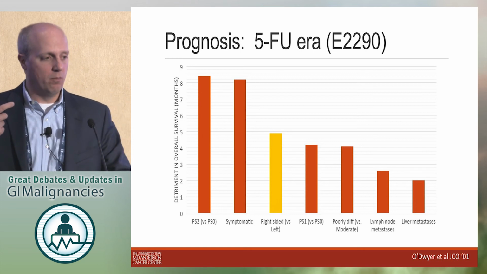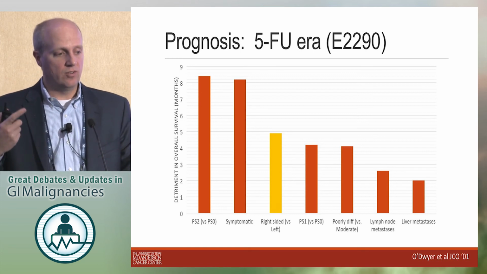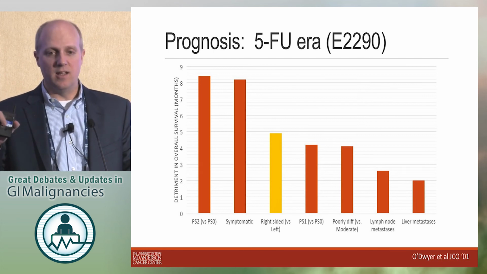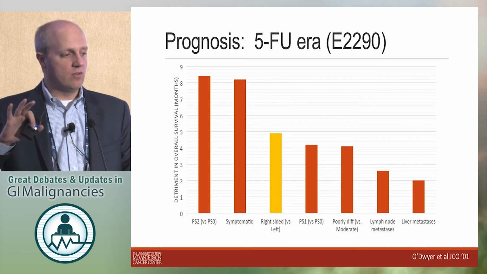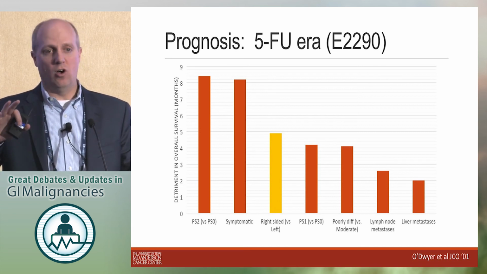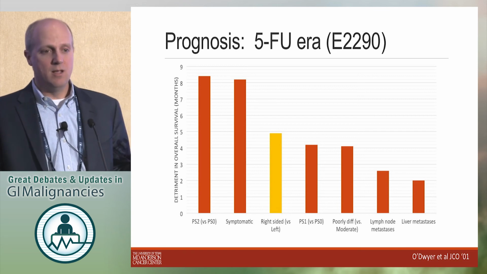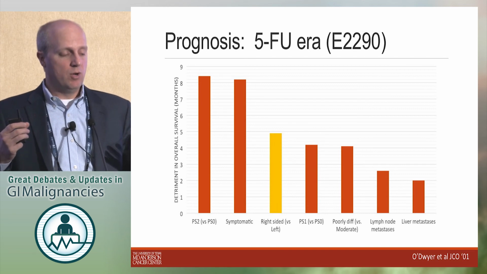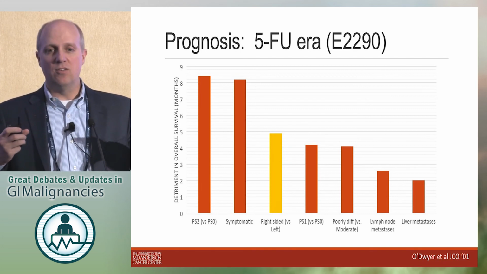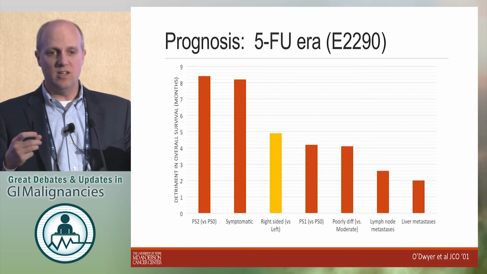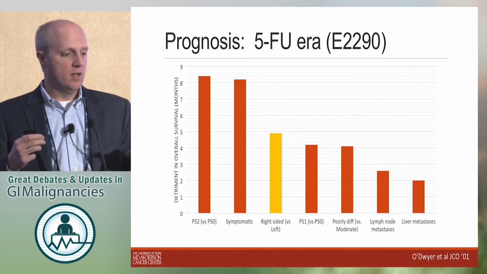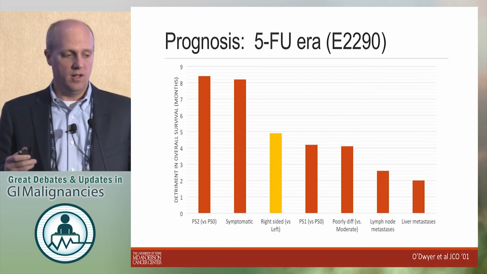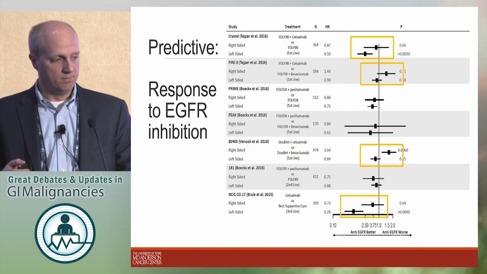You heard a little bit before about the prognosis of this, and I just have a few slides to reiterate this point. I love this study, the E2290. This is the 5FU era. What we're plotting here are months, and these are all the prognostic factors that we know and love, right? PS2 versus 0, whether or not they're symptomatic, 8 months difference in survival. But just to put it in perspective, where right and left sit, I think we can see it is a pretty strong prognostic factor that is right up there with poorly versus moderately differentiated histology and the presence of metastases at certain sites.